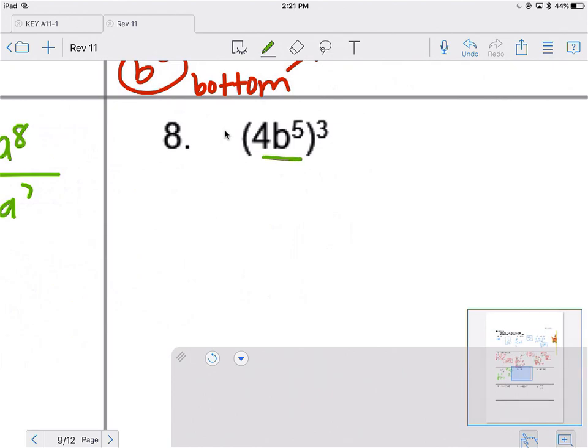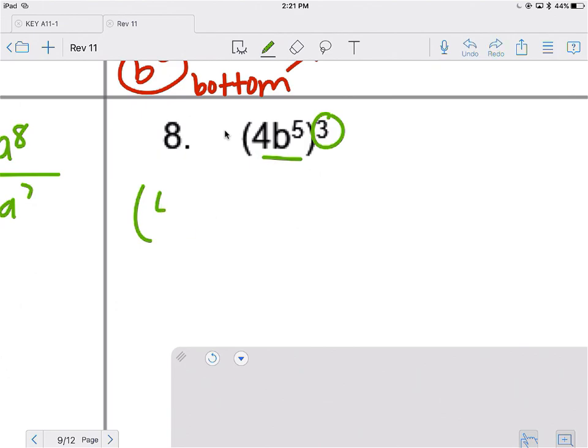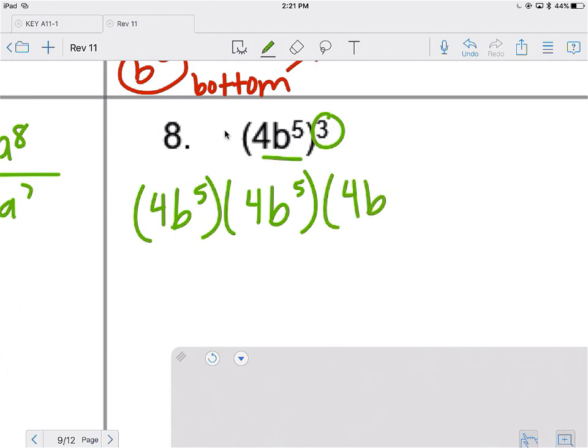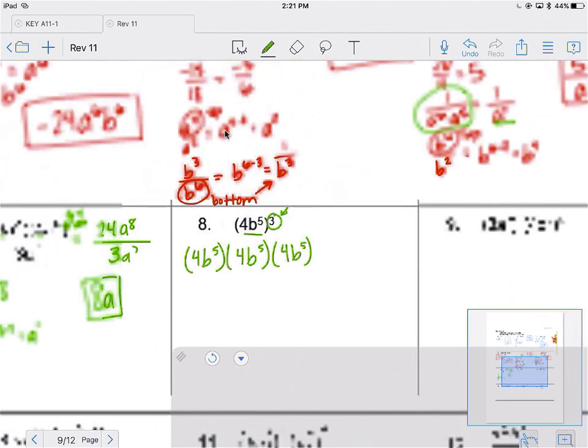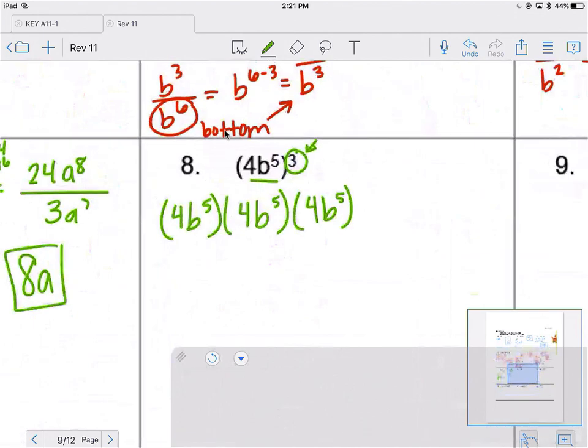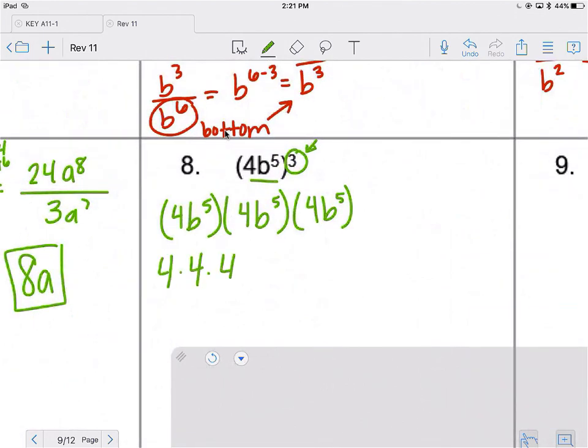Problem 8, people are seeing success by writing what's in parentheses this many times and then treating it like a normal multiplication problem. So 4b to the 5 is written out 3 times because that's the exponent we have on the outside. So we write it this many times. From here, I treat it like a multiplication problem like we did on problem 4. Multiply my big numbers, 4 times 4 times 4.